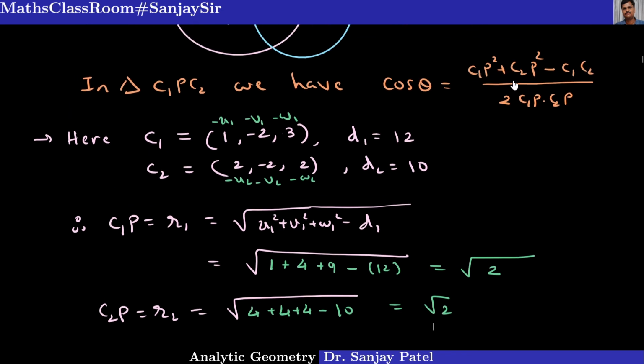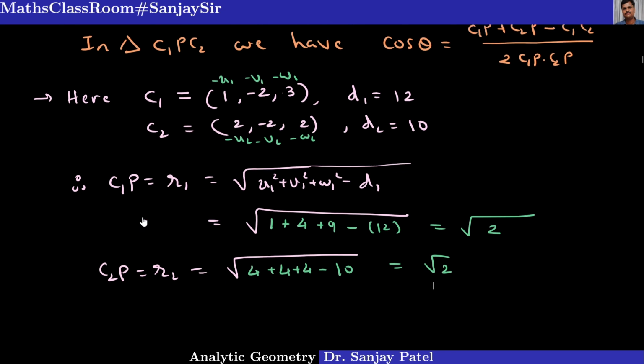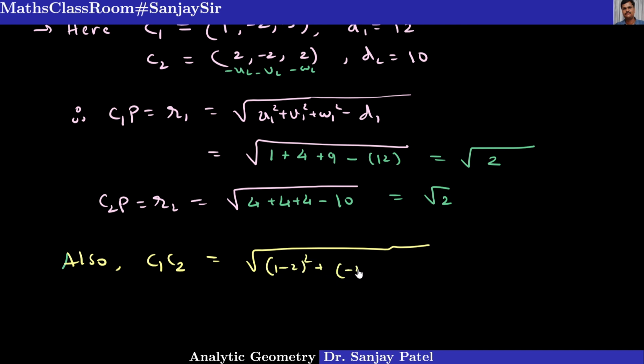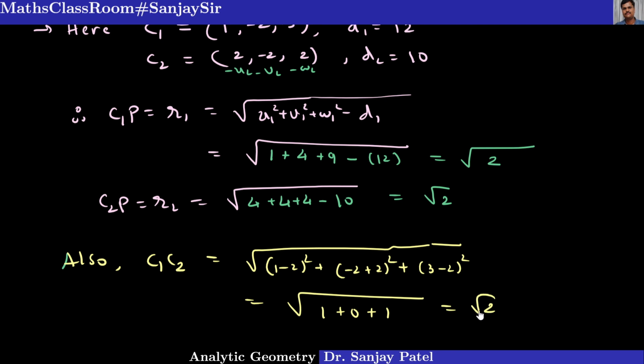Further, I want the distance C1C2, the distance between these 2 points. So let me write the distance also. C1C2, the distance between them, is given by square root of 1 minus 2 square plus minus 2 plus 2 square plus 3 minus 2 square. That is square root of 1 plus 0 plus 1. So it is root 2 again. So luckily we are getting all values root 2.